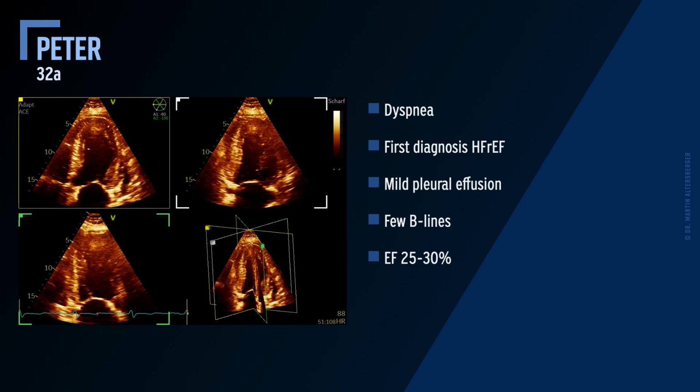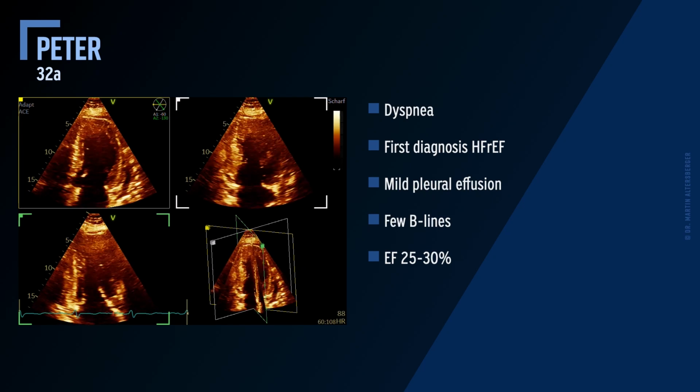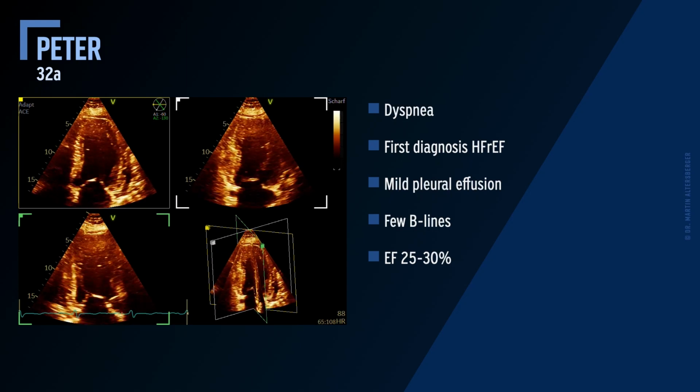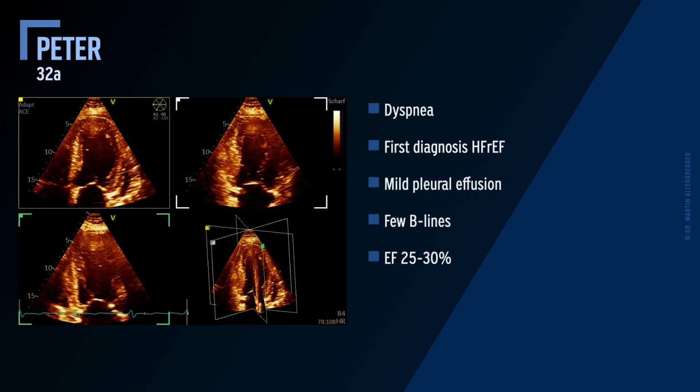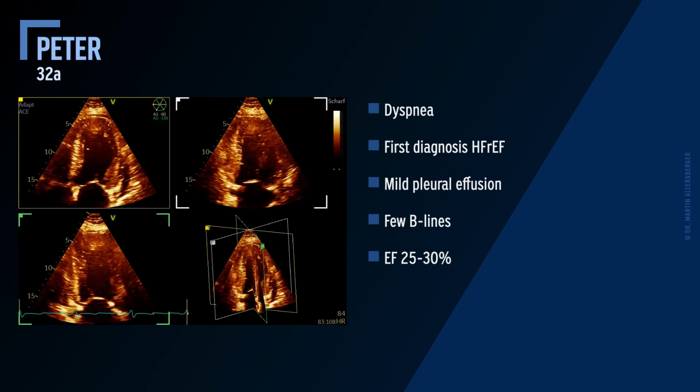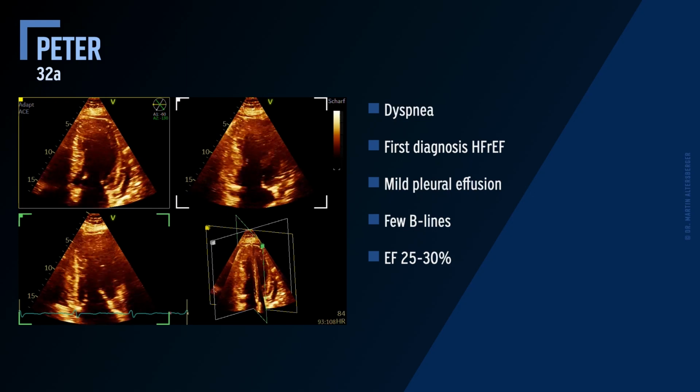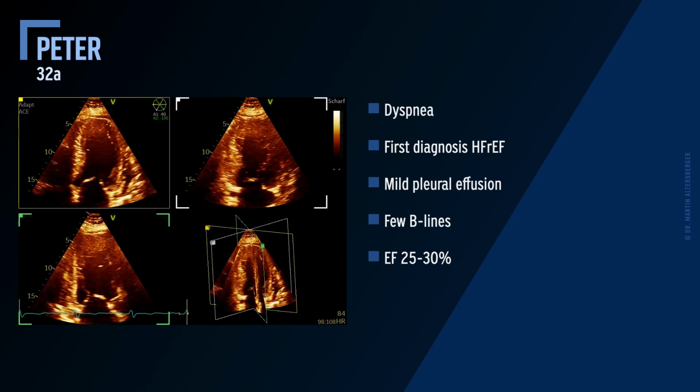Let's see a patient, Peter, he's 32 years old and he definitely shows heart failure. So ejection fraction is reduced. It's a case of HFrEF, so heart failure with reduced ejection fraction. We estimated the EF also with automatic measurements in the range of 25 to 30%. And he also did show a few B lines.